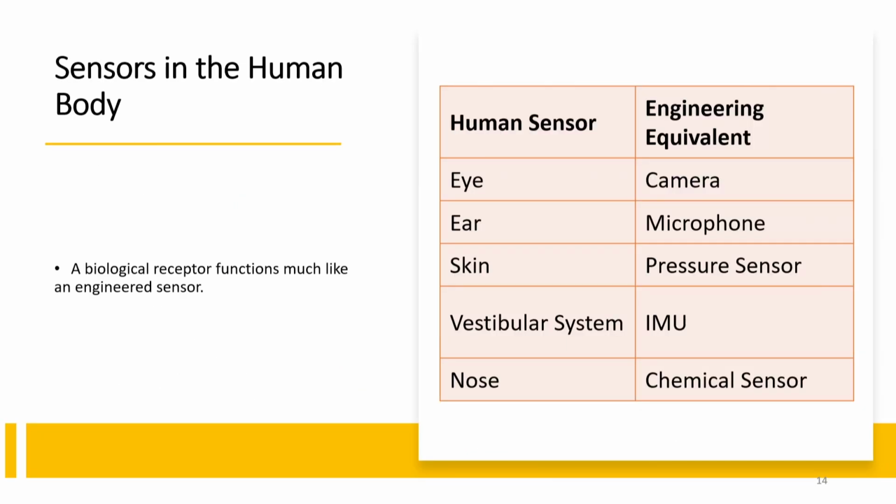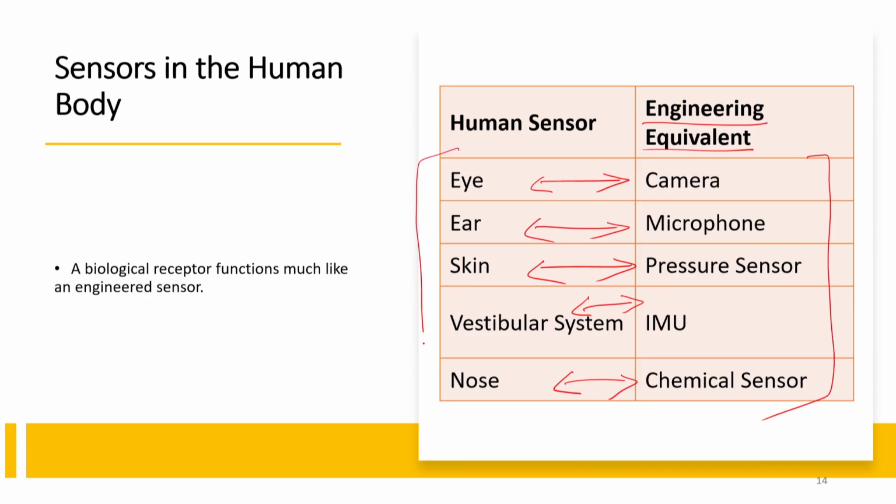So, if we map the human sensors to their engineering equivalent, we can think of the eye as being equivalent to the camera, the ear as being equivalent to the microphone, the skin as being equivalent to a pressure sensor, our vestibular sensor as being equivalent to an IMU, an inertial measurement unit, and our nose as being equivalent to a chemical sensor. So, a biological receptor functions much like an engineered sensor. There are equivalents in the engineering world for each of the senses that we humans have.